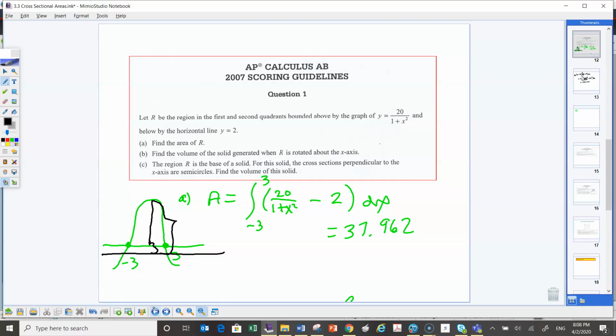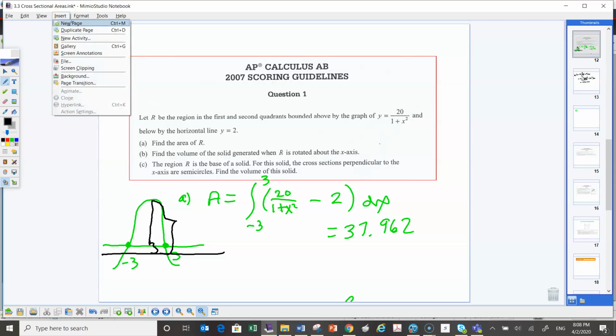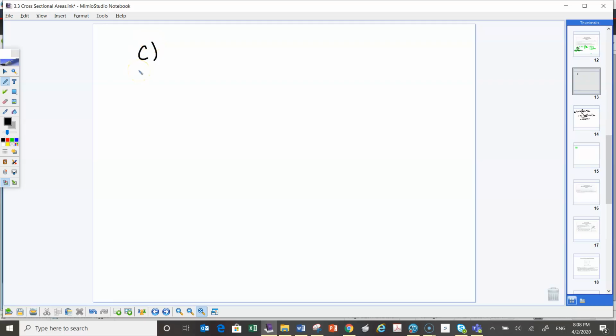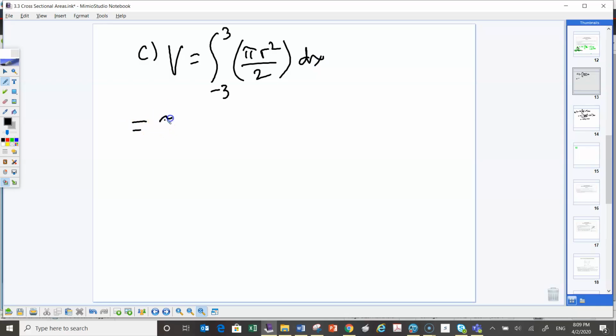All right, question C now is saying the region R is the base of a solid whose cross-sections perpendicular to the x-axis are semicircles, and they want us to find the volume of this solid. So for part C, we're dealing with a semicircle. So again, my slices are going from -3 to 3, and the area of a semicircle is pi r squared over 2. Now pi over 2 is a constant, so it can come out front like before. And we're really left with the radius squared here.